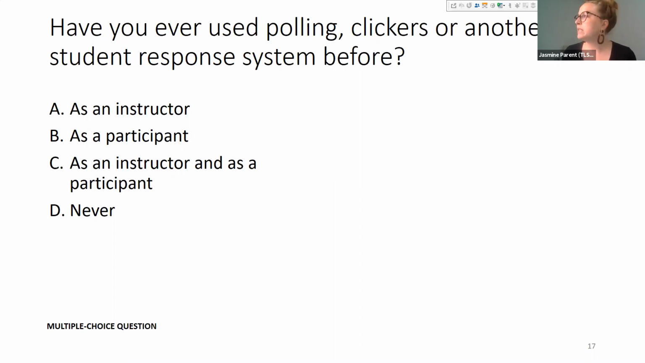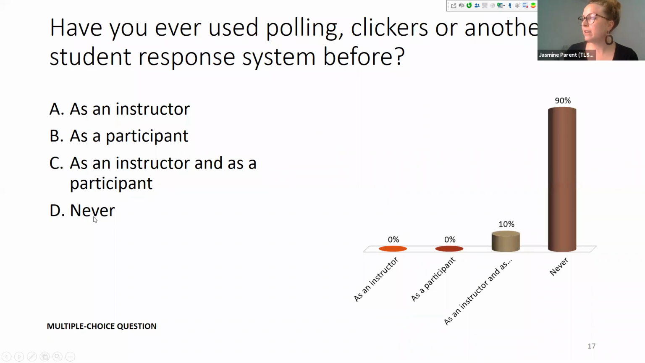We only have 17 people today and we have 10 responses already. So another few seconds. 10 sounds pretty good. And I'll close it. You can see here that of all the responses, 90% have never used it before, and 10% have used it as an instructor and as a participant. So one person has used it as both, and 9 of you have never used it.